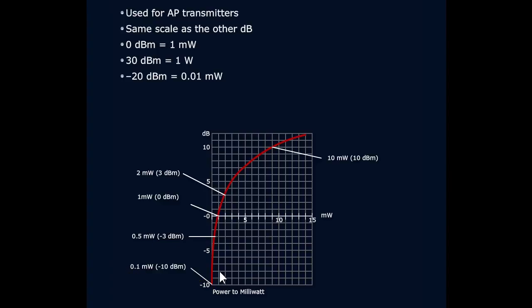So it's logarithmic. That means the farther you go, the faster it gets, right? It's an exponential scale. So 0 to 1 milliwatt, that's our baseline. And then as we multiply out, again, we have things like 3 decibels is actually going to be 1 watt. -20 decibels is 0.01 milliwatt.